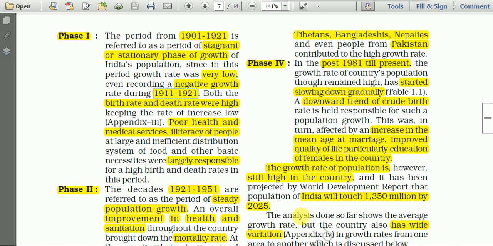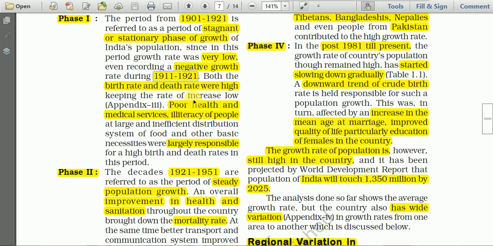Just we have calculated. So the period from 1901 to 1921 is referred to as the period of stagnant or stationary phase of growth. Since in this period the growth rate was very low, even recording negative growth, that is minus 0.31, during 1911 to 1921. So why it is so? Because both the birth rate and the death rate were high, keeping the rate of increase low.